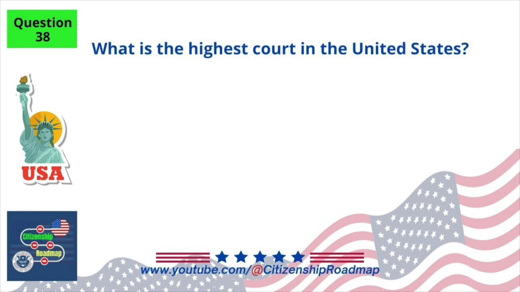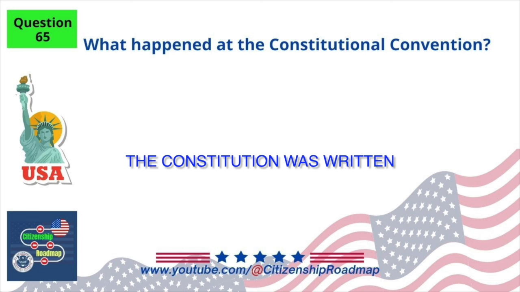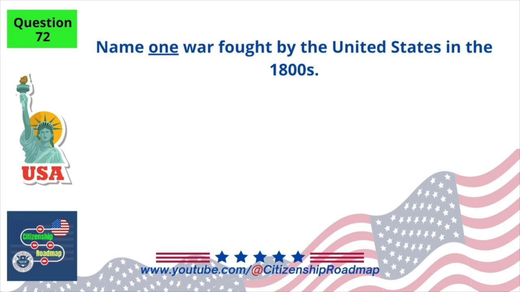What is the highest court in the United States? The Supreme Court. What happened at the Constitutional Convention? The Constitution was written. Name one war fought by the United States in the 1800s. Civil War.